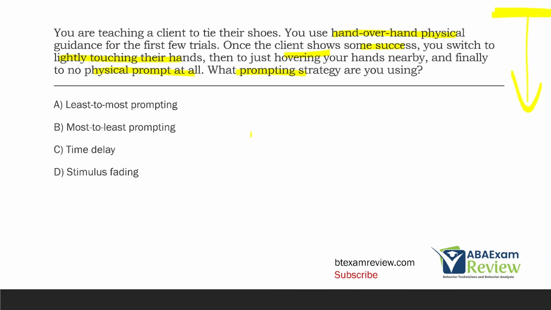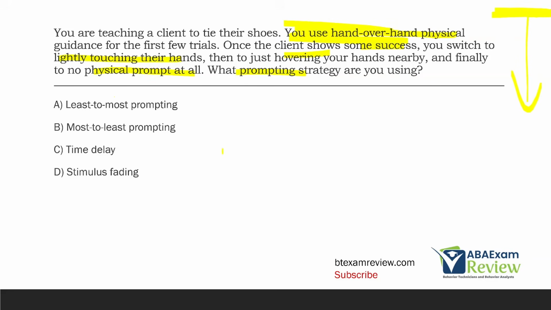So, what prompting strategy have we used? A, least to most prompting. Well, if we're starting with this physical hand over hand guidance and then going to just hovering hands and to no prompt at all, we're definitely not going least to most. We're starting with the most intrusive we have and then lessening it and lessening it and lessening it.